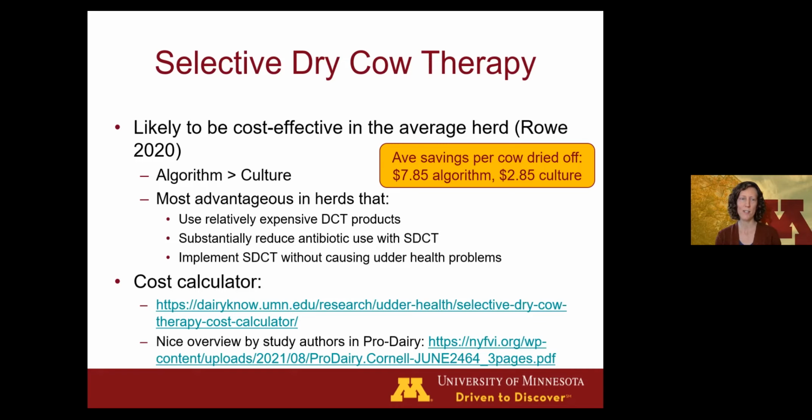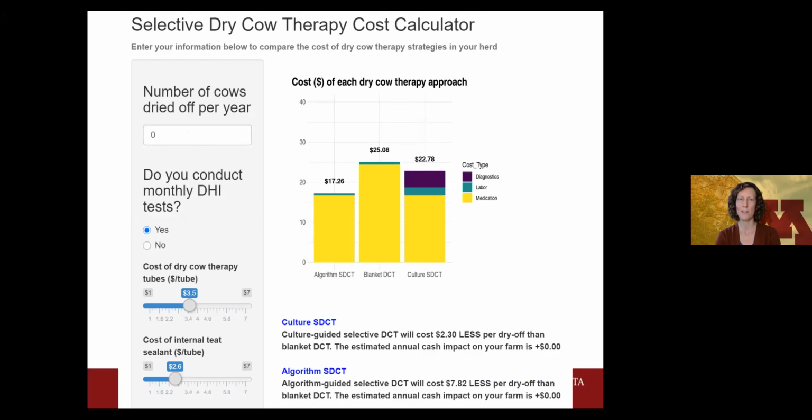If you want to look at the cost benefit for your particular herd, you can use this cost calculator that Dr. Rowe designed, and the link is here. And then I put a link to a nice overview of the study if you want to read more about how they come up with the numbers here. But this is just a snapshot of what this cost calculator looks like.